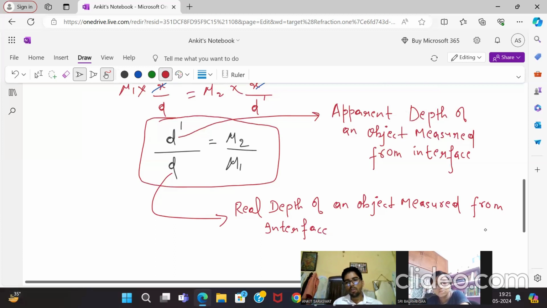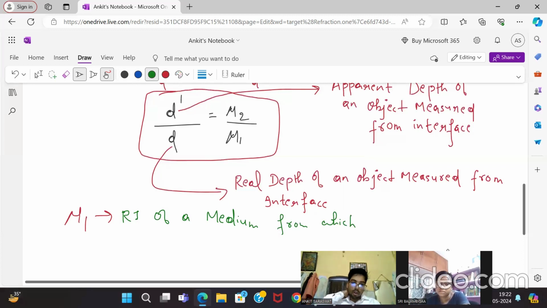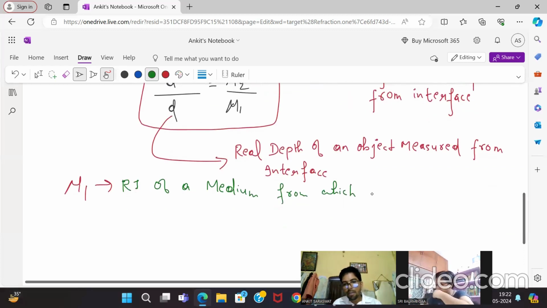Clear? What is mu1? Mu1 is the refractive index of a medium from which light is coming. Simply, refractive index of the medium from which light is coming from the object. Clear? Wherever the object is present, you just take mu1. Mu1 means refractive index of the medium where the object is placed.